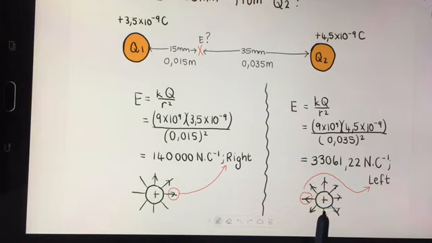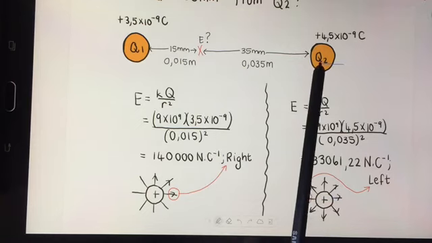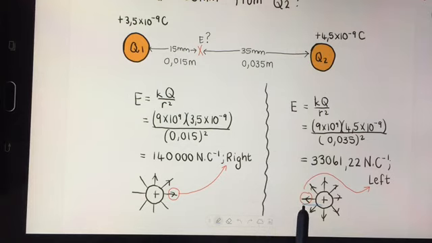Now, what is the direction of the field going to be here as a result of Q2? So there's Q2. It carries a positive charge. The field lines would look something like that. And the direction of the field will be away from Q2. So at that point there, the field as a result of Q2 is going to be to the left.